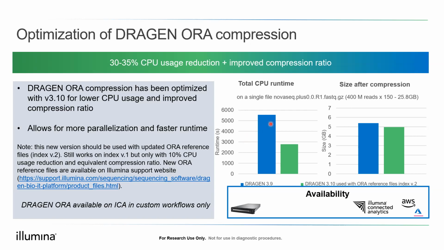You can see that we have reduced the total runtime in terms of compressing the data. At the same time, what we are showing here is that the compression ratio has also improved. The file that was 25.8 gigabytes in gzip has been compressed to a little over 5 gigabytes if you had the 3.9 version, which is in blue. If you go to 3.10, you will see a better compression ratio. So not only are you getting faster speeds to compress, you're also getting smaller files than before.